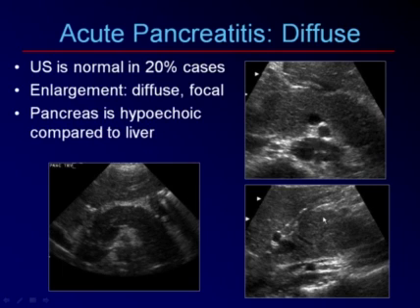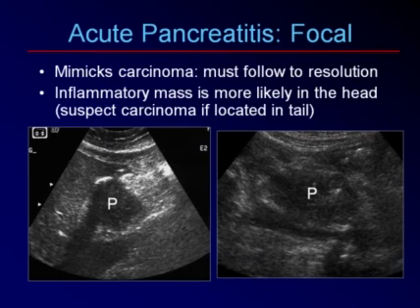On this sagittal image, the head is markedly enlarged. Here's the portal vein located inferiorly. Here's the bile duct heading into the posterior part of the head of the pancreas. Looks large and bulbous, and this was also involved with acute pancreatitis. Acute pancreatitis can be focal, and that can mimic carcinoma. That's why we do follow these patients in the next 3 or 4 weeks with a scan to make sure that all of this has resolved. This type of focal appearance is more likely to occur in the pancreatic head than it is in the tail. If it occurs in the tail, it's much more likely that that's going to be a carcinoma.